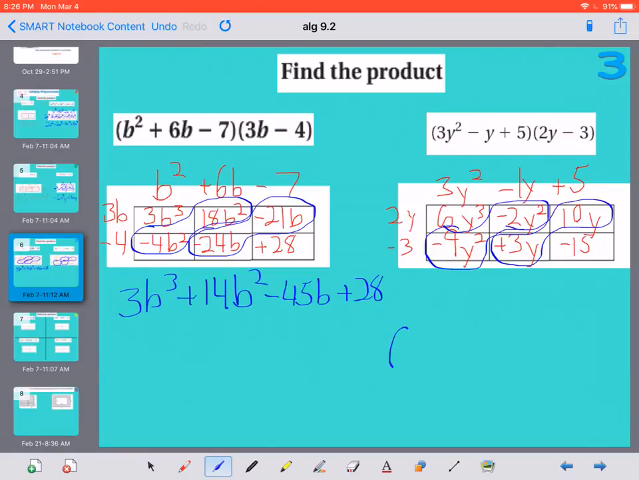So we start off with 6y cubed. Negative 9 minus 2 gives me a negative 11y squared. 3 plus 10 is plus 13y. And finally, minus 15 is our constant term.